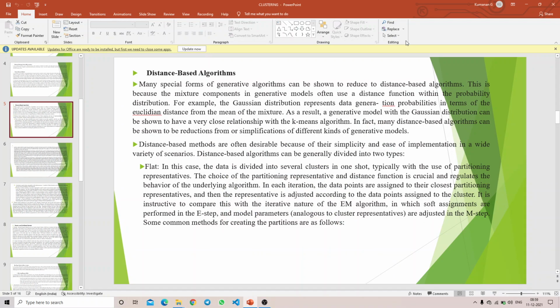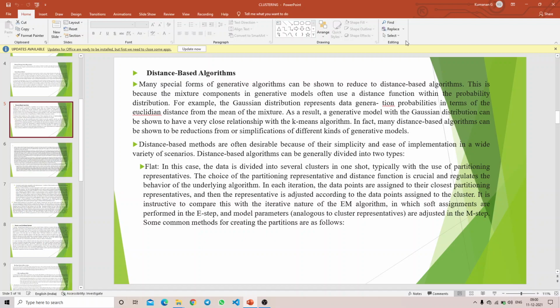Hello everyone. Today we discuss density-based and grid-based methods, probabilistic and generative methods, feature selection methods, and what is clustering. Here we are going to see about the distance-based method. What do distance-based algorithms mean?